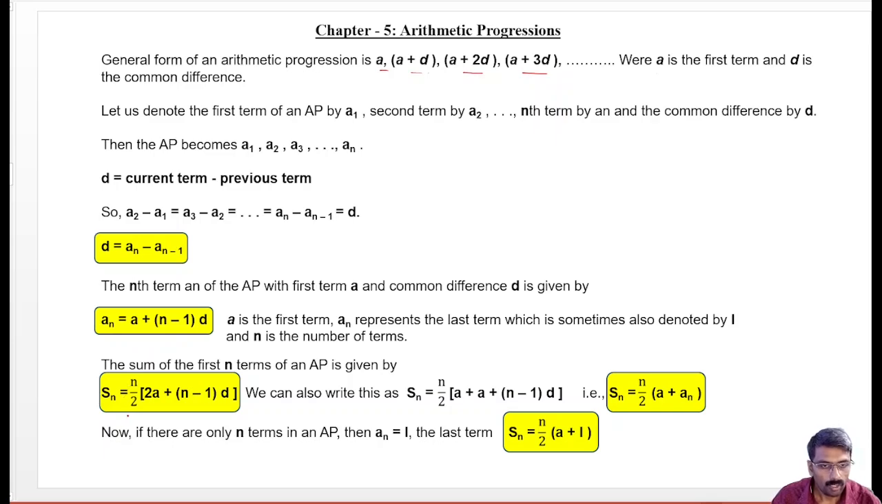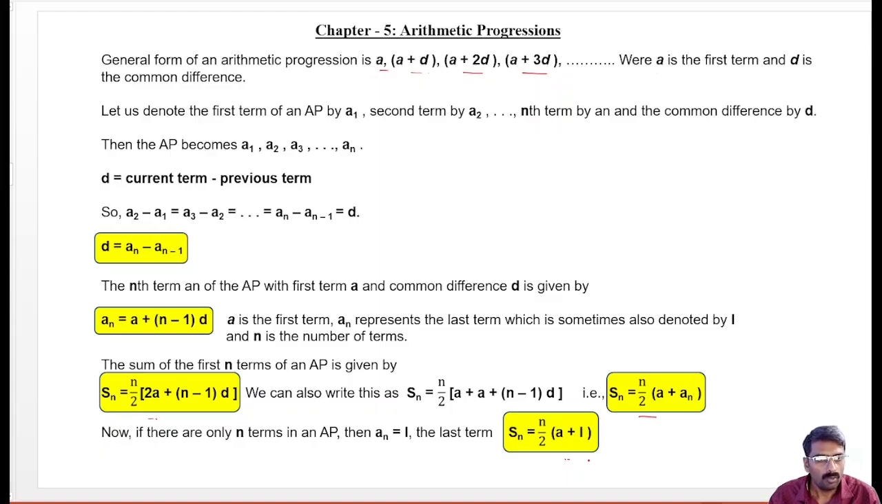Similarly, the sum of n terms would be given as Sn is equals to n by 2 into 2a plus n minus 1 into d. This is our formula for sum. And this can be written as Sn is equals to n by 2 into a plus an. And an can be replaced as L, which is the last term. So Sn can be written as Sn is equals to n by 2 into a plus L. These are our formulas to be remembered in this chapter to solve our problems.